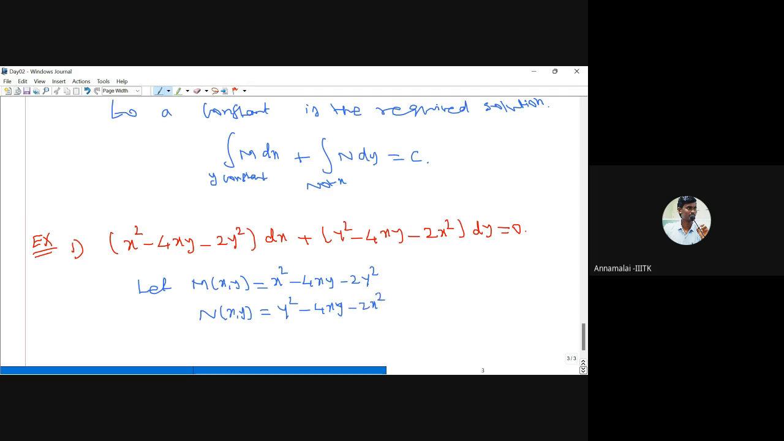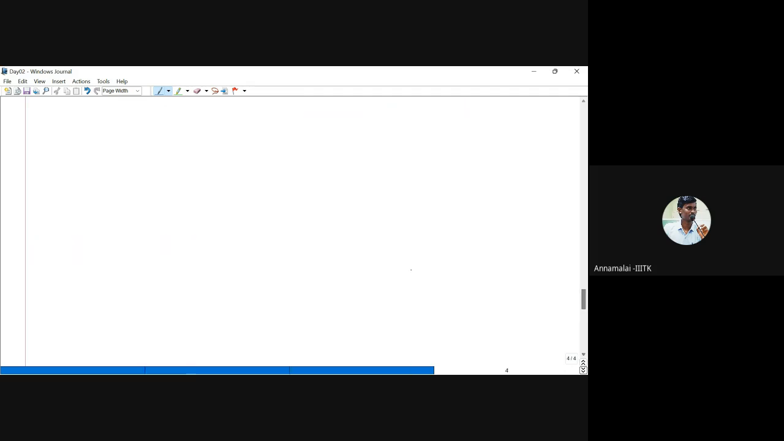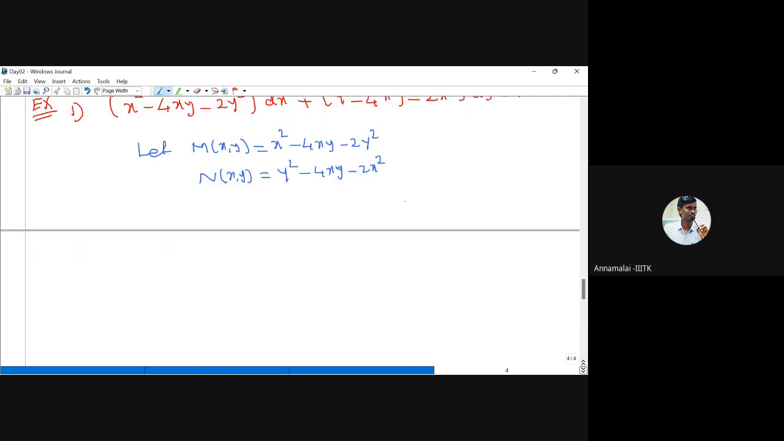Now first you have to check whether the equation is exact or not. So first differentiate M partially with respect to y, ∂M/∂y. For that you have to treat x as a constant. The derivative of x² is 0, and since 4x is a constant, differentiating y gives 1, therefore −4x. And here we get −4y. This is ∂M/∂y.